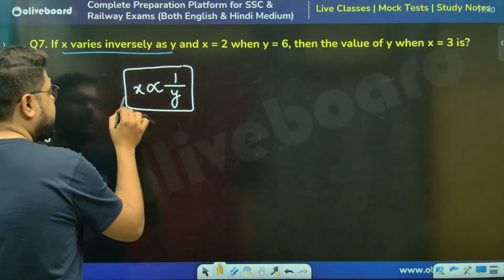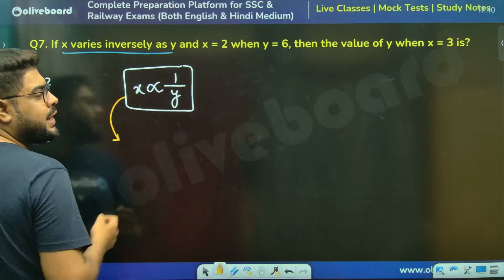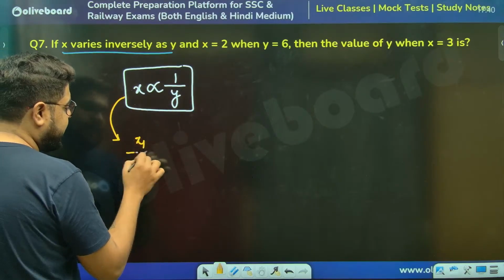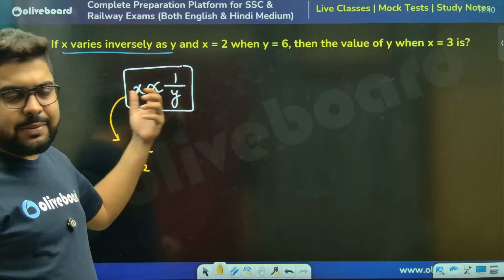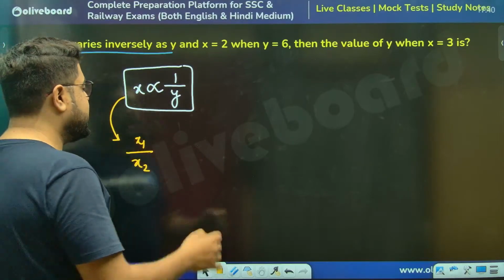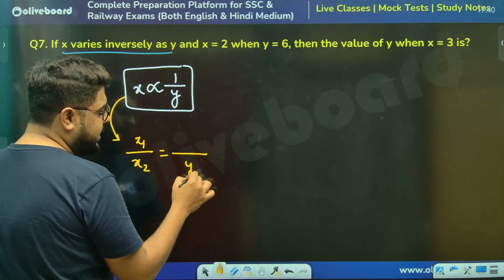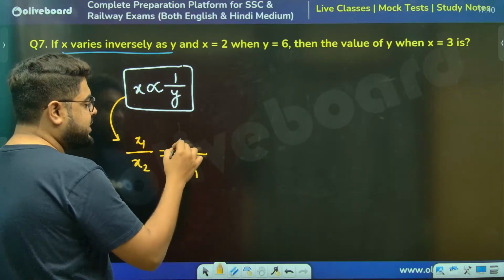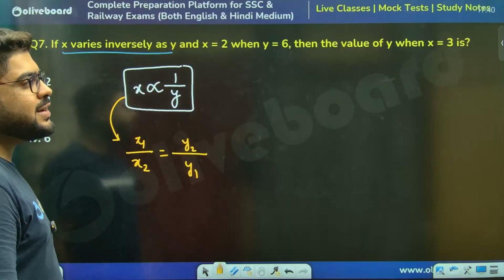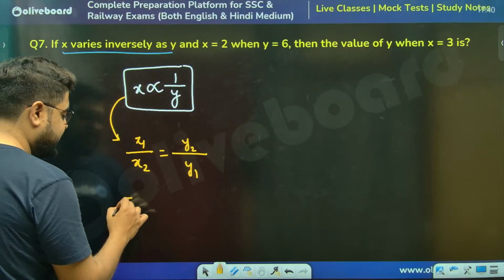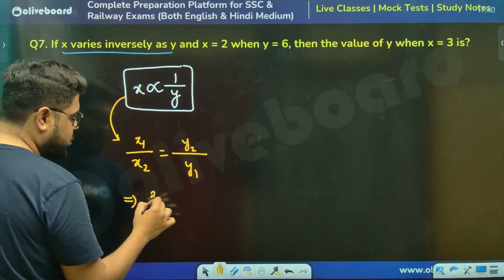So if I don't want to use k, in that case, I need to take a ratio. So x1 by x2, the value of x in situation 1 by value of x in situation 2. It is, sir, x1 means 1 by y1, and this will be division. Division of division is multiplication: y2 by y1. Put down the values. X is 2 when y is 6. So x1 is 2.